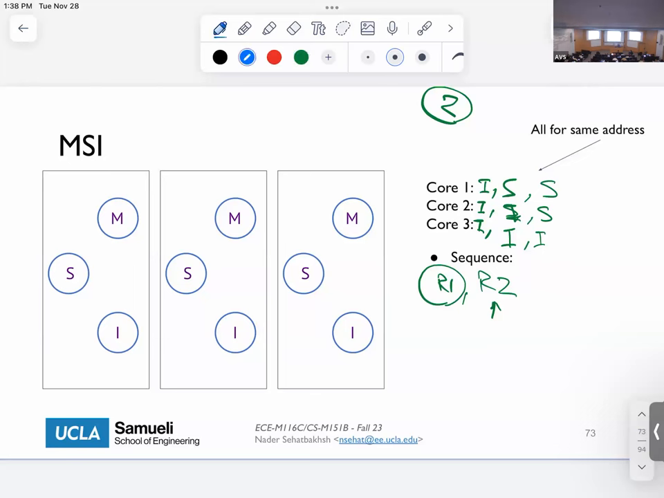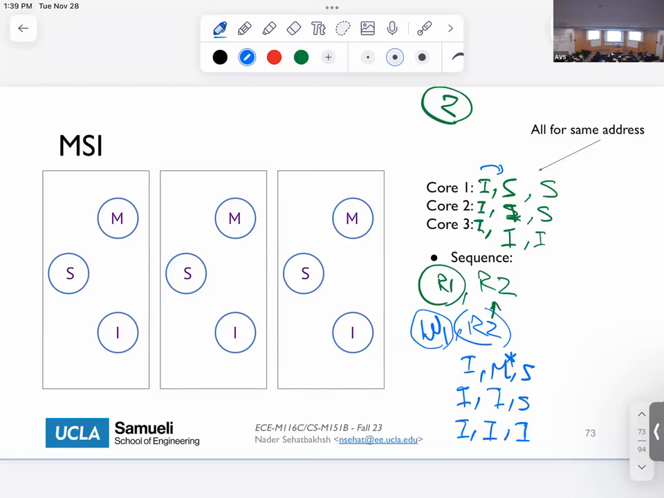So let's, for example, give you another alternative. Let's say, for example, we want to do write one instead of R1. In that case, instead of going from I to S, I would go from I to M, and everybody else just stays at the I, okay? So now if somebody wants to read something, for example, I have R2, what will happen is that since core number one is in the modified state, it has to write back and then go to the shared state, okay?